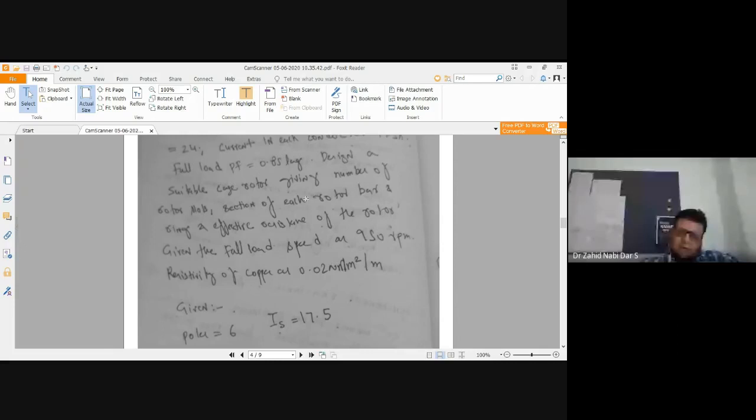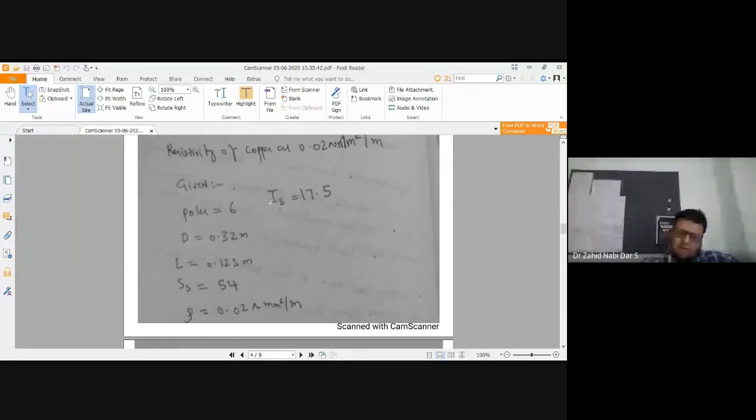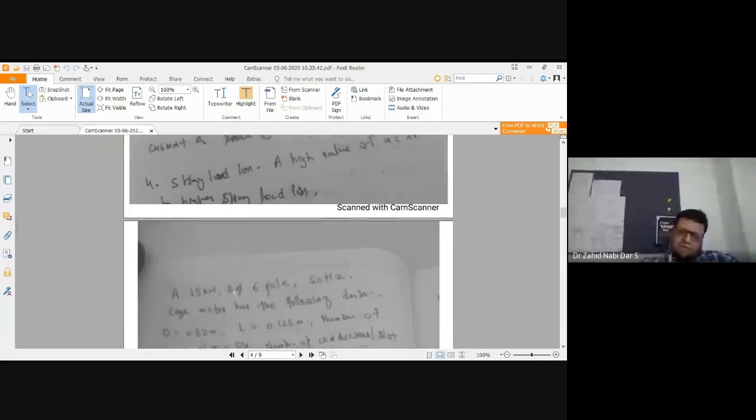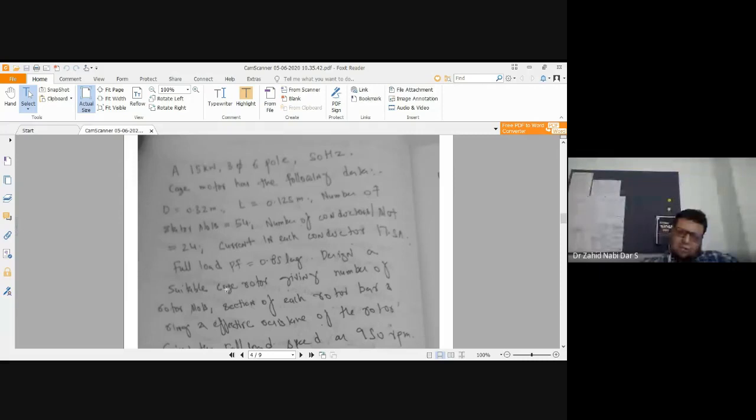So now we have to do this question. Your poles is 6, your stator current is 17.5, your diameter is this, your length is this, stator slots is this. He has not mentioned the rotor slots. When nothing is mentioned about rotor slots, we usually take them equal to stator slots. But if you take rotor slots equal to stator slots, then a phenomenon of cogging will happen. Your motor will not start. So it should not be equal, and it should not be an integral multiple.